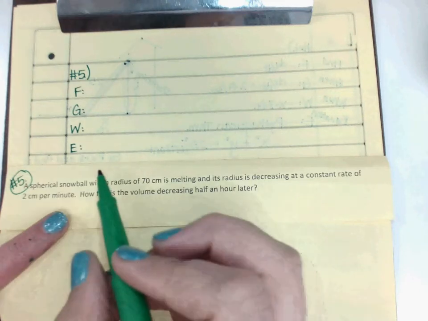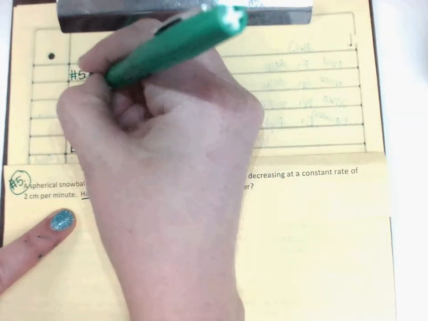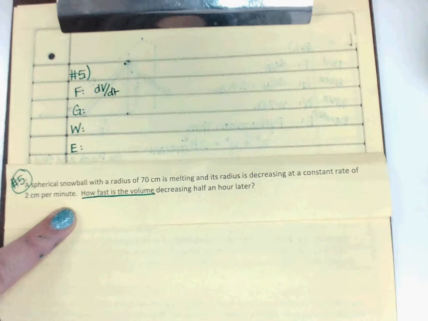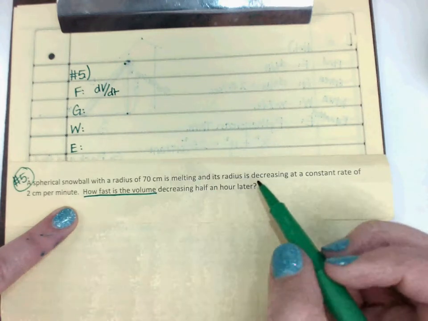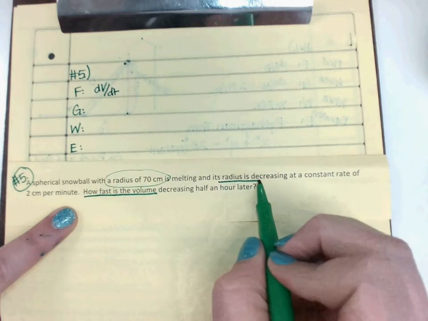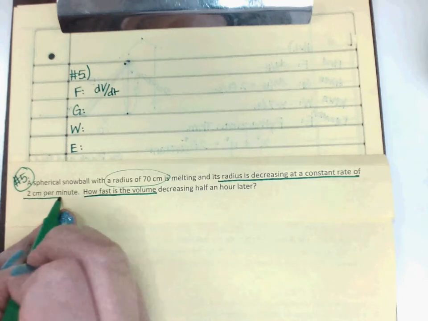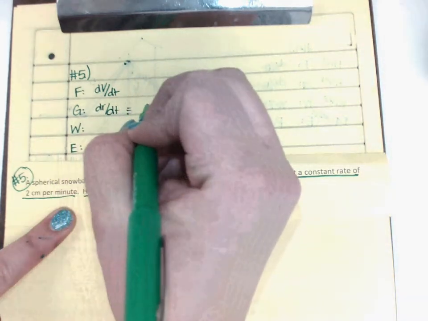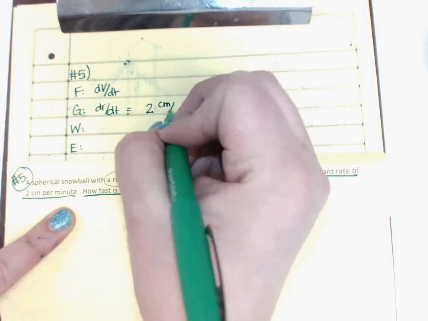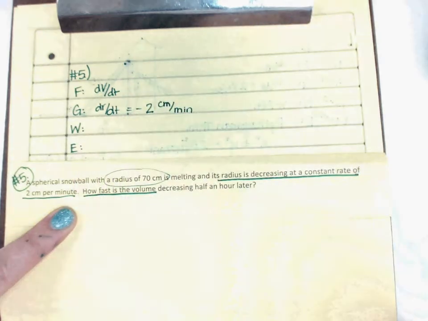Okay, what are we finding? What would I call that? dV/dt. Okay, what was I given? I'm given 2 things. Let's make sure which one's a rate. R is 70, that's not a rate, but what does it say about the radius? It's decreasing at a rate of 2 centimeters per minute. So that means dr/dt is negative 2. Why negative 2? Because it's melting, so the radius is going to be shrinking.